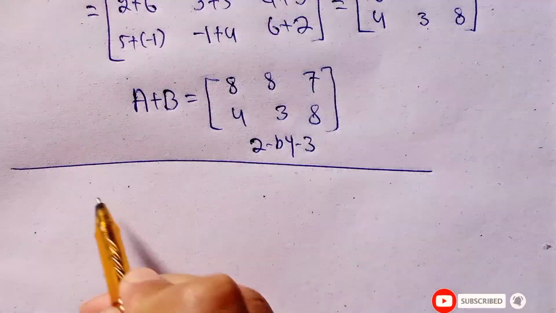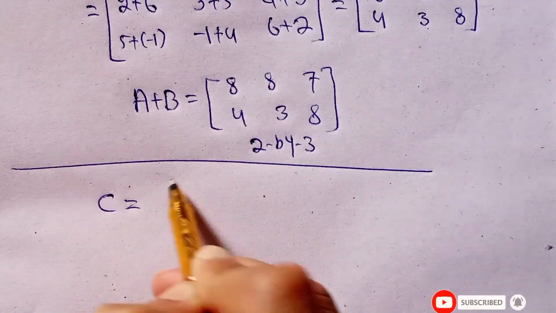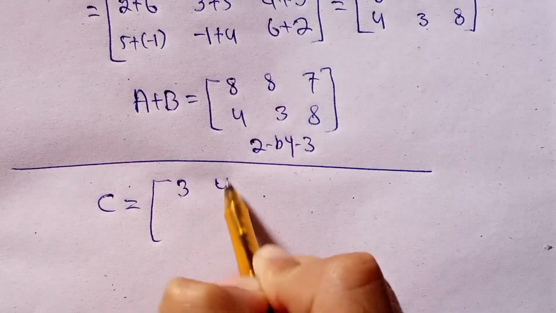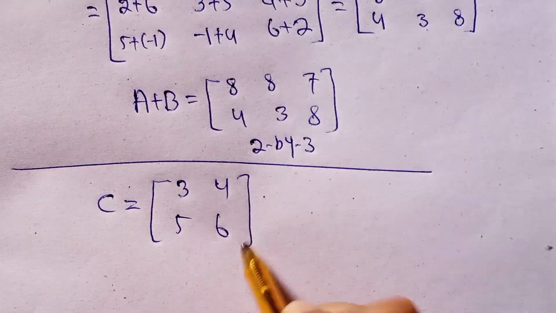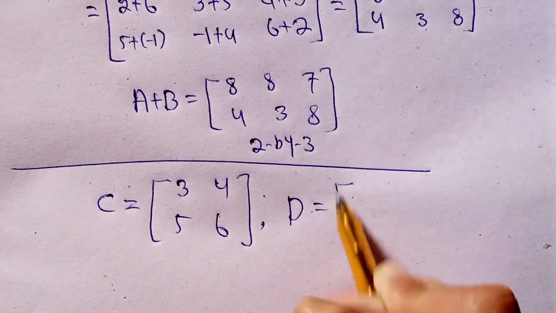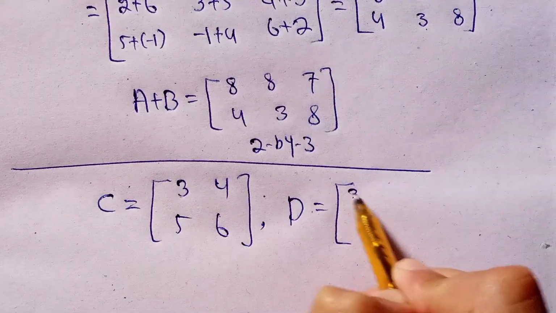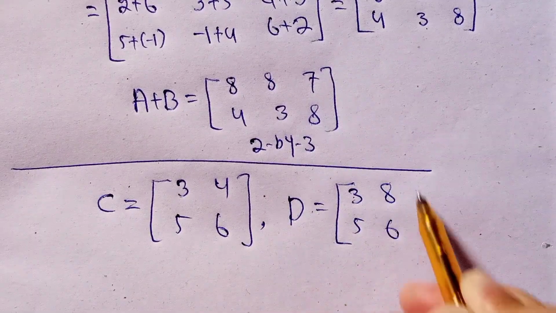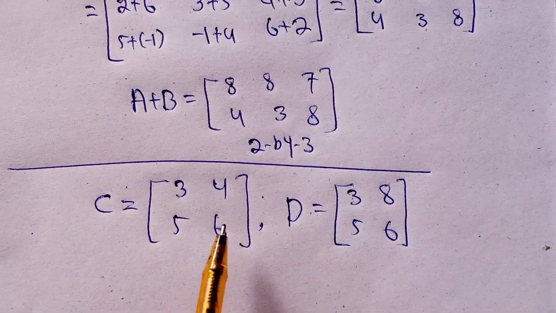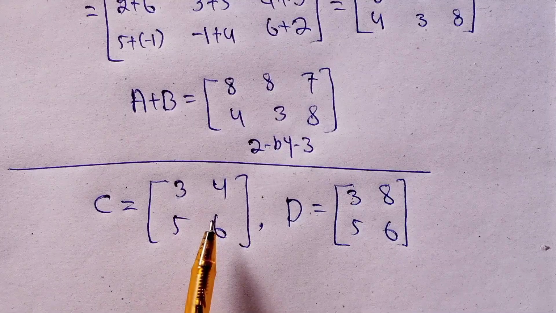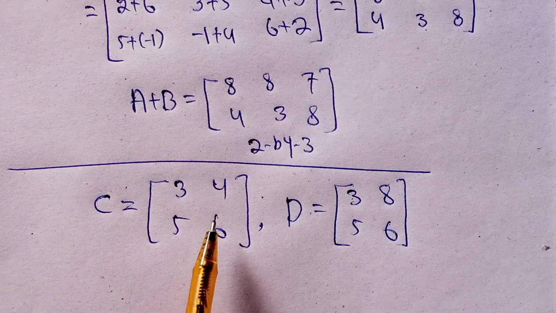Here is another example. Matrix C equals 3, 4, 5, and 6. And D matrix equals 3, 8, 5, and 6. Right? Add these two matrices and write your answer in the comment section if you solve it or not.